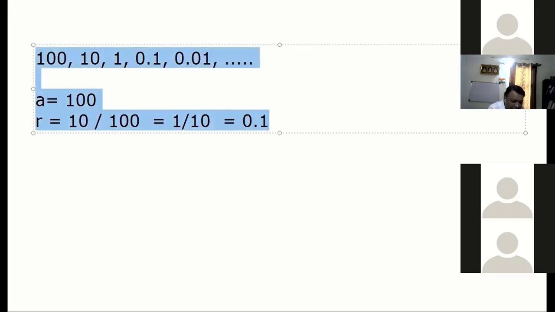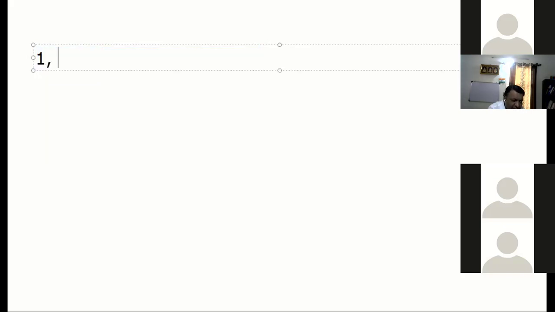Venkat, if I say 1, 1, 1, is it a GP or not? Sir, I think yes, because the common ratio is the same, 1. It still can be a GP, correct? Yes, sir. Good.